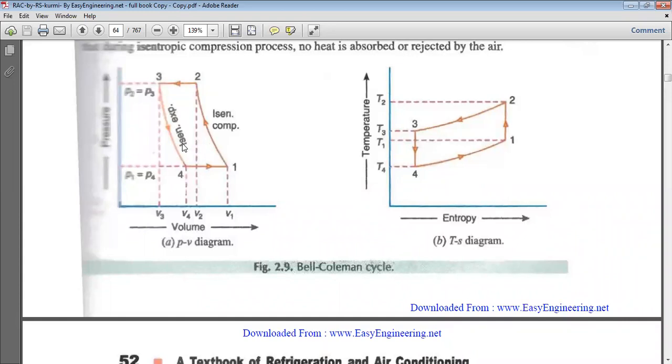the compressor takes work and the expander gives output. Output is positive, input is negative. Input is more than output. Therefore, we are getting net input. W net is equal to work input to the compressor minus work output from the expander.